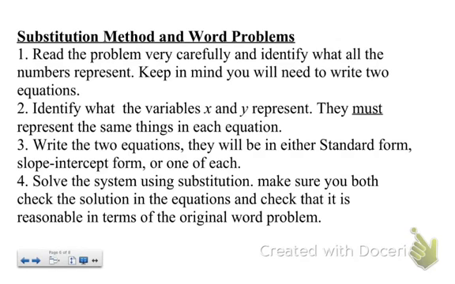So just to give you a procedure, when you have a word problem that you need to set up a system for, you need to read the problem very carefully and identify what all of the numbers represent. So you really got to think about what they stand for in that problem. And keep in mind, for a system of equations, you're going to have to write 2 equations from that word problem. Then you need to decide what the variables x and y represent. They must represent the same things in each equation.